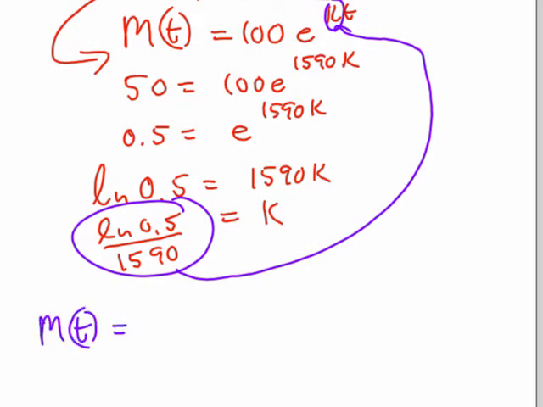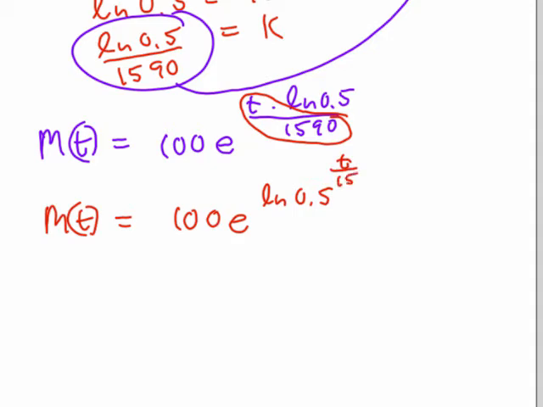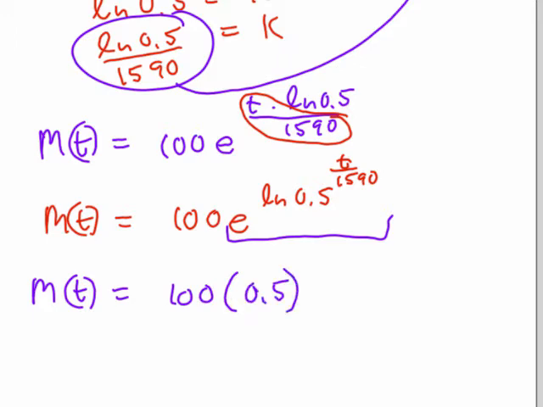So m of t is 100 e. Let's write our t, and then let's write our k. Now we can take our t over 1590 as the coefficient of ln and bring it up as an exponent on the 0.5. And then e and ln knock each other out. And here comes our final equation, which should bring you to the form of an equation which you're familiar with from pre-calculus 12.